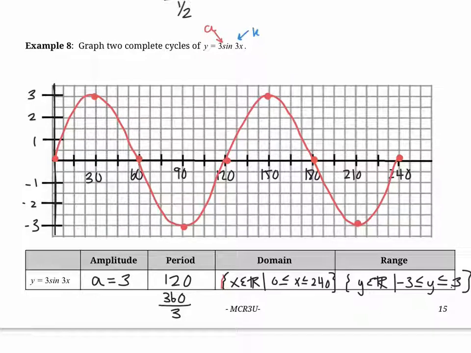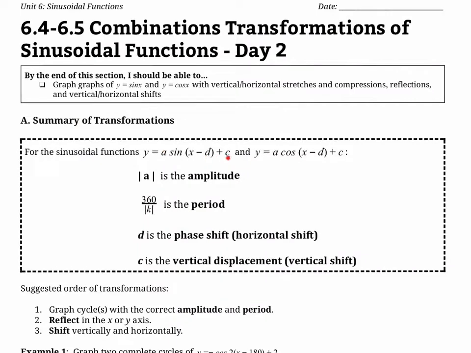So now we're ready to put everything together. So we know how to work with D and C. We know D is just our horizontal shift, which we can call the phase shift. C, as per usual, is just our vertical shift, which we can also call the vertical displacement. And A will be our amplitude. In our equation here, we're missing K, so let's add K in. So we have a K value here and a K value here.